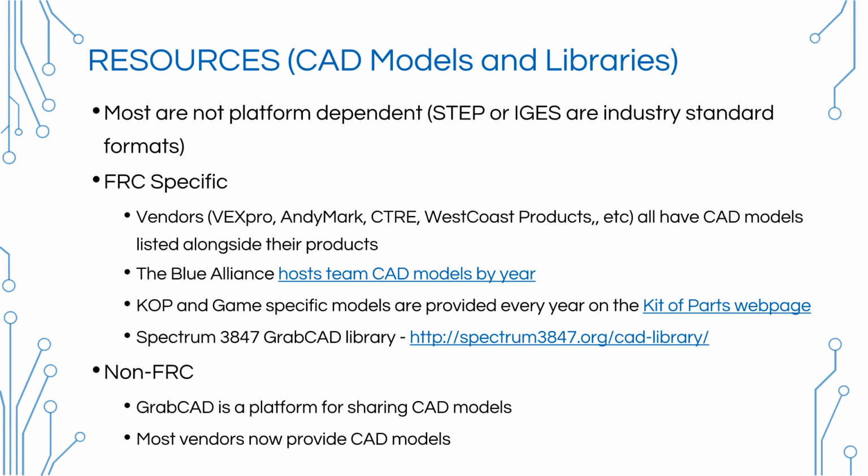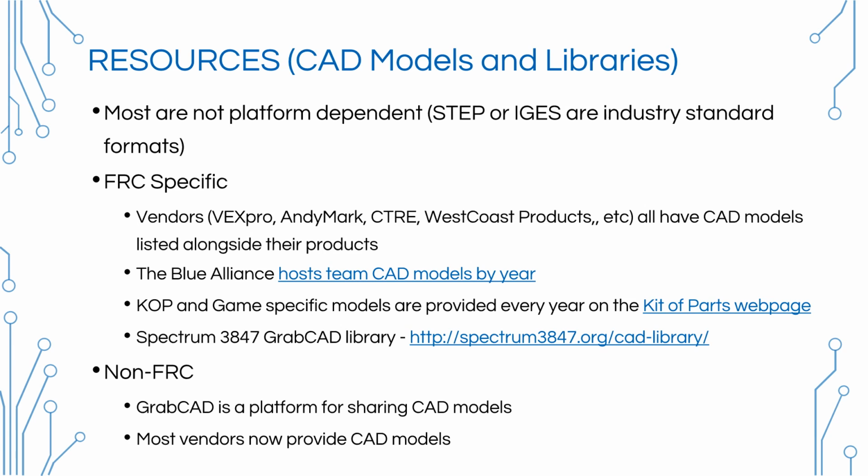Now, the kit apart and game-specific models are provided every year in STEP format, OnShape format, SolidWorks format, Inventor format, anything to make it more accessible. And that's on the kit apart webpage. And then 3847 has been making a very nice GrabCAD library where they've already gone and downloaded the vendor models and moved them into SolidWorks for you. And you can import that and use it automatically inside your model.